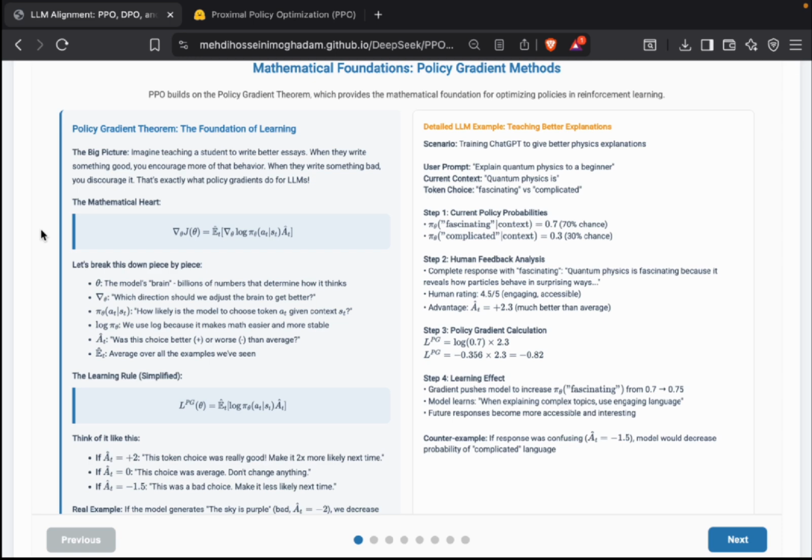So I'm not going to go into the details. I'm not, in fact, going to teach or explain anything about reinforcement learning, but I will explain how we use reinforcement learning in this LLM aligning. So I assume that you know reinforcement learning. So yes, let's go back to the policy gradient theorem, the foundation of learning.